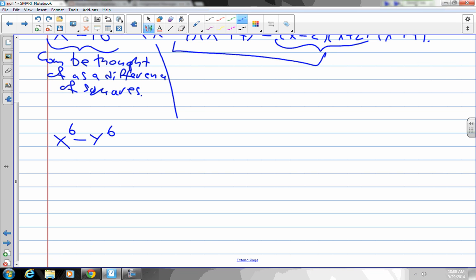The tricky thing about this problem is that it can either be thought of as a difference of two cubes, because you can always think of power 6 as something cubed. Do you agree with that? I can think of this as a difference of two cubes, because it's x squared cubed, y squared cubed. Or I can think of this as a difference of two squares. Every time you have even exponents, you can always think of an even power as a square. Do you agree with that?